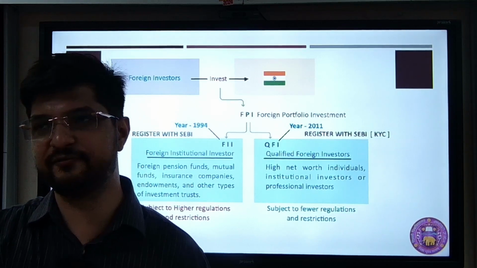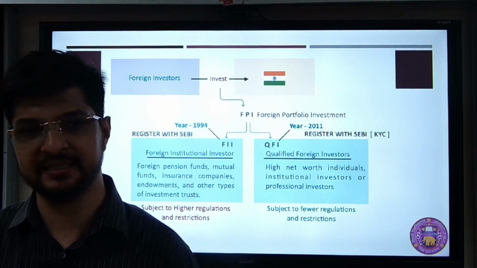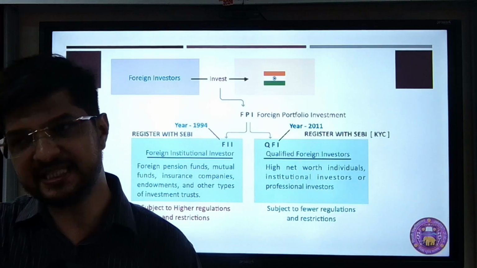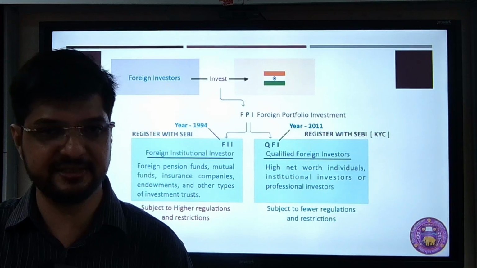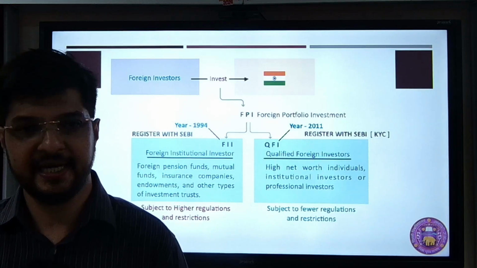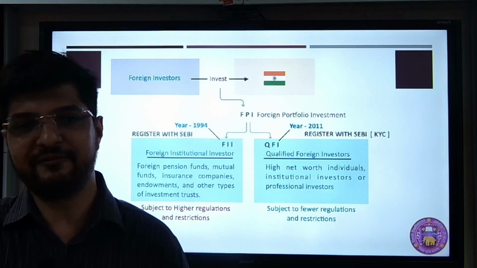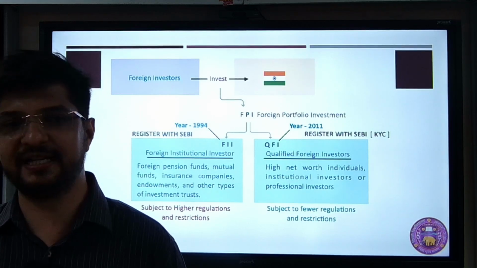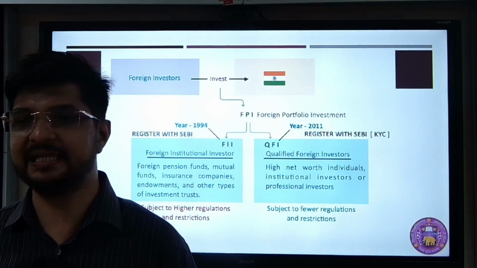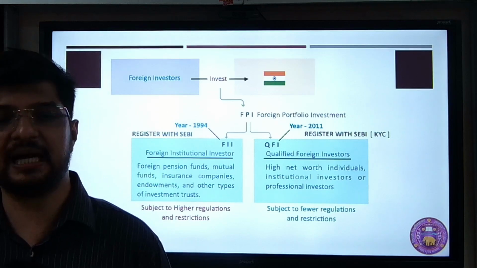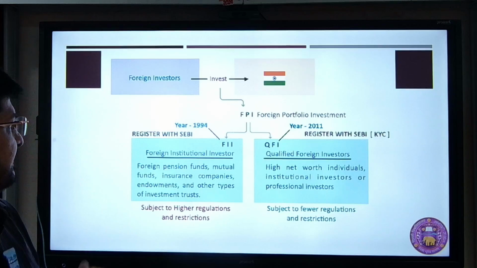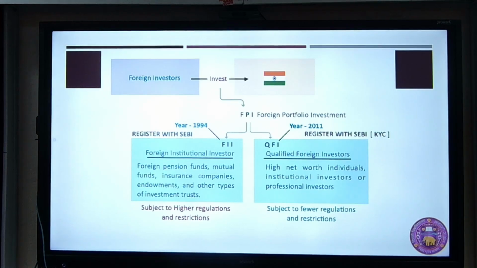If somebody sitting abroad is investing in India, they may or may not be a big institution. They may be a small investor, or a high net worth individual. An individual investor can also invest in an Indian company. If Warren Buffett or Charlie Munger is investing in Indian stocks, in Reliance shares or in TCS shares, those would be examples of QFI, qualified foreign investors. They are the other subset of FPI. One part is foreign institutions, and the other is qualified foreign investors, who are individual investors.